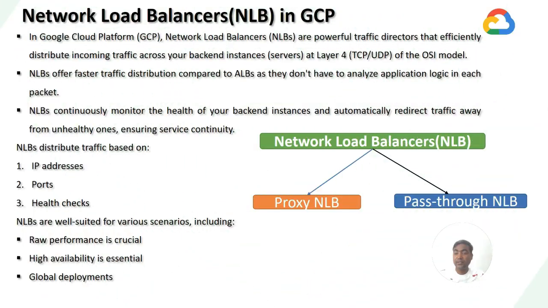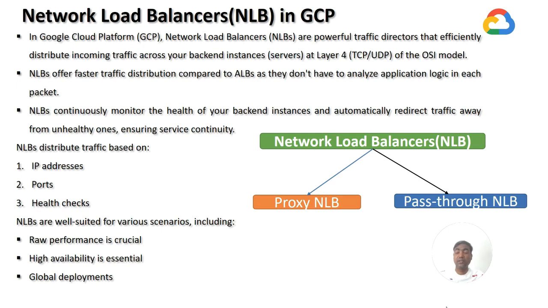Guys, as you can see here, network load balancer. Network load balancer operates at the transport layer. It means it only understands TCP and UDP packets and distributes traffic based on IP addresses and ports. Network load balancers offer faster traffic distribution compared to ALB as they do not have to analyze application logic in each packet. NLB continuously monitors the health of the backend instances and automatically redirects traffic away from unhealthy ones, ensuring service continuity.